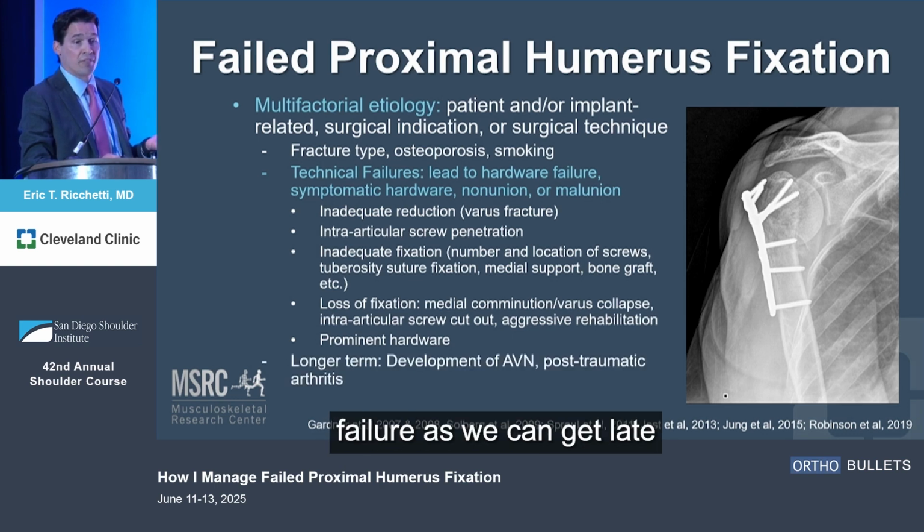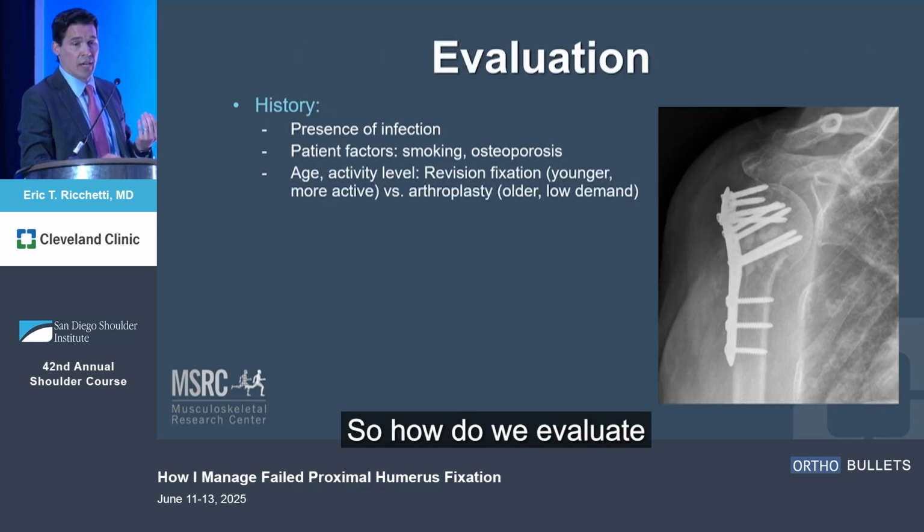And then there can be late failures. We can get late avascular necrosis with articular collapse and progression to significant post-traumatic arthritis. So how do we evaluate these patients?